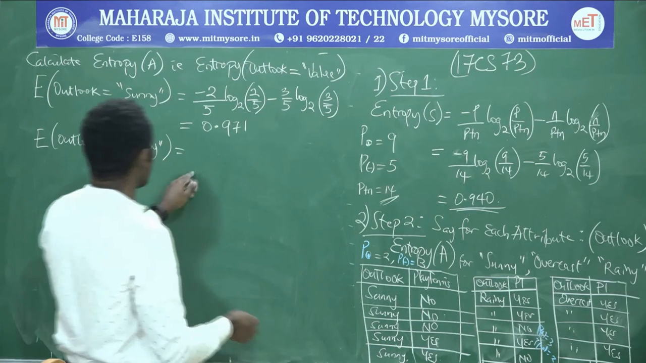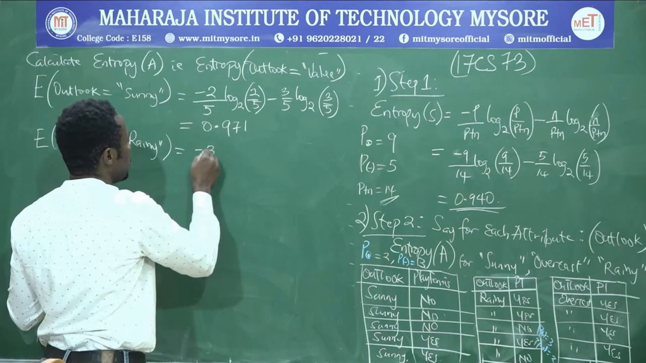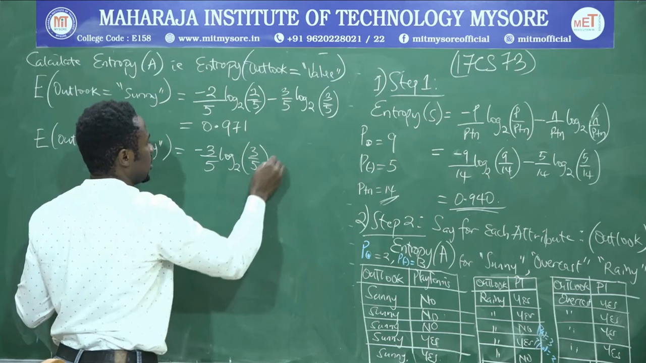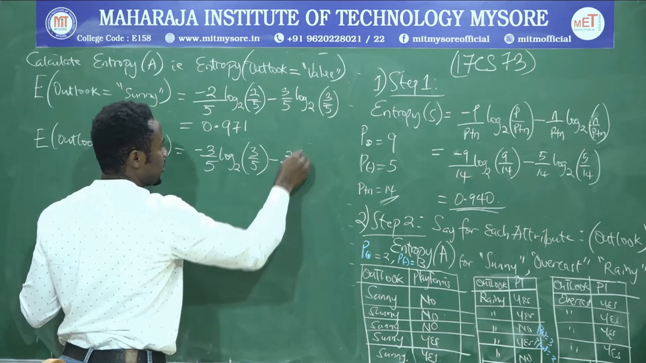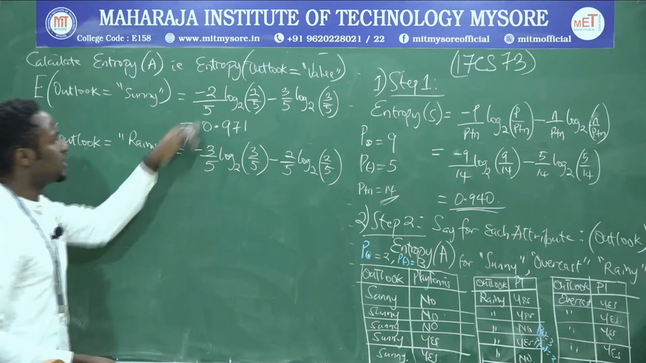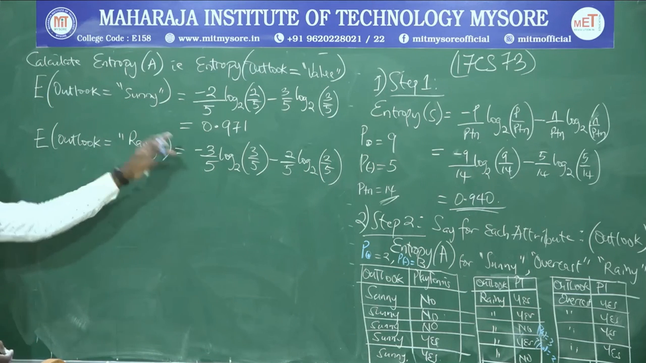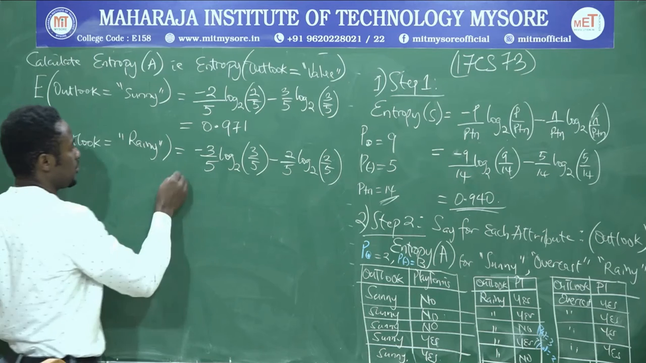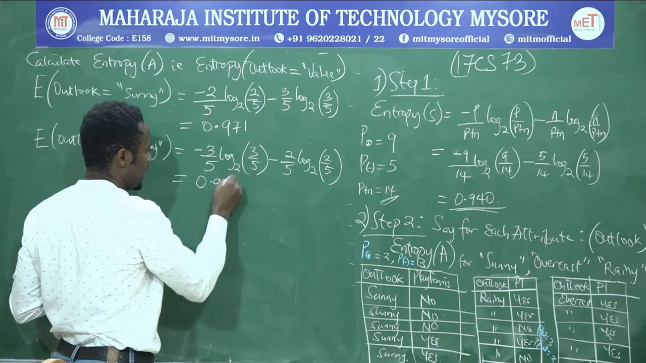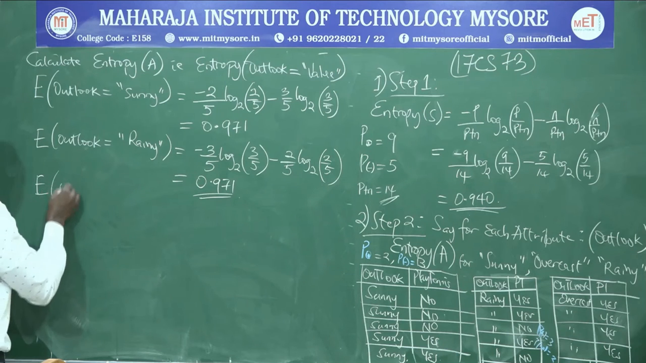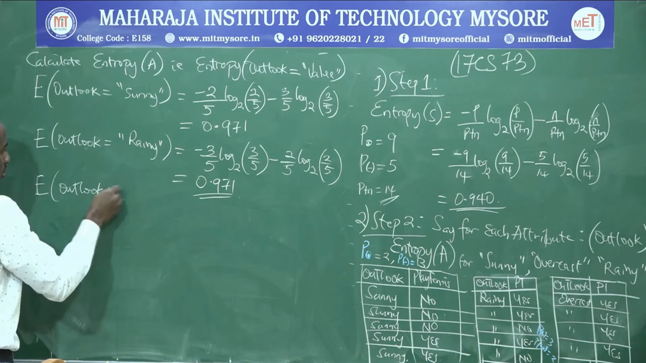Now, same thing here. We now see minus 3 upon 5 log base 2 of 3 upon 5, minus 2 upon 5 log base 2 of 2 upon 5. Don't you think this will be the same answer? If you compute this, don't you think it will be the same? Are you with me, guys? You check. It's going to be the same. So we have 0.971.